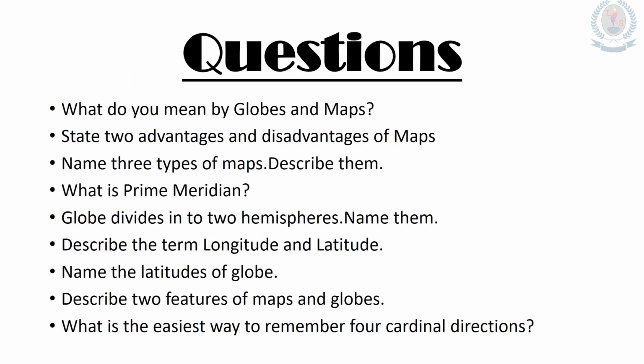Now you can provide answers to these questions. Let's see what the questions are. First one, what do you mean by globes and maps? Second one, state 2 advantages and disadvantages of maps. Third one, name 3 types of maps and describe them. Fourth one, what is prime meridian? Fifth one, globe divides into 2 hemispheres. Name them.